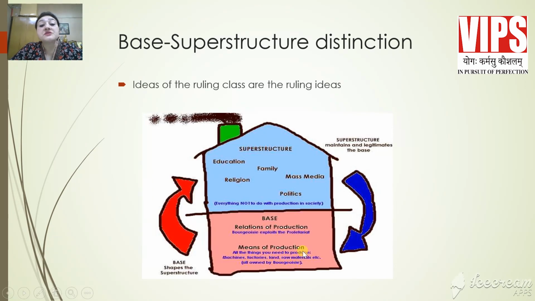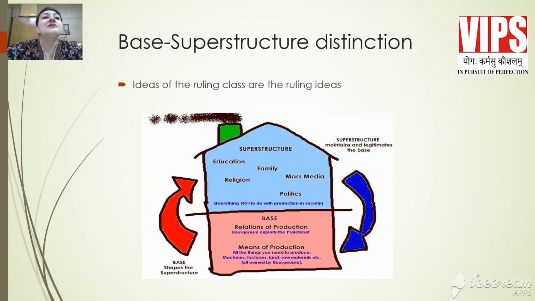On this particular base, on this particular economy, is constructed a superstructure. This superstructure would include everything. So it would include your education, your family, religion, politics, mass media, and law. So he says everything is related to everything else, in simple terms, that everything is related to economy.